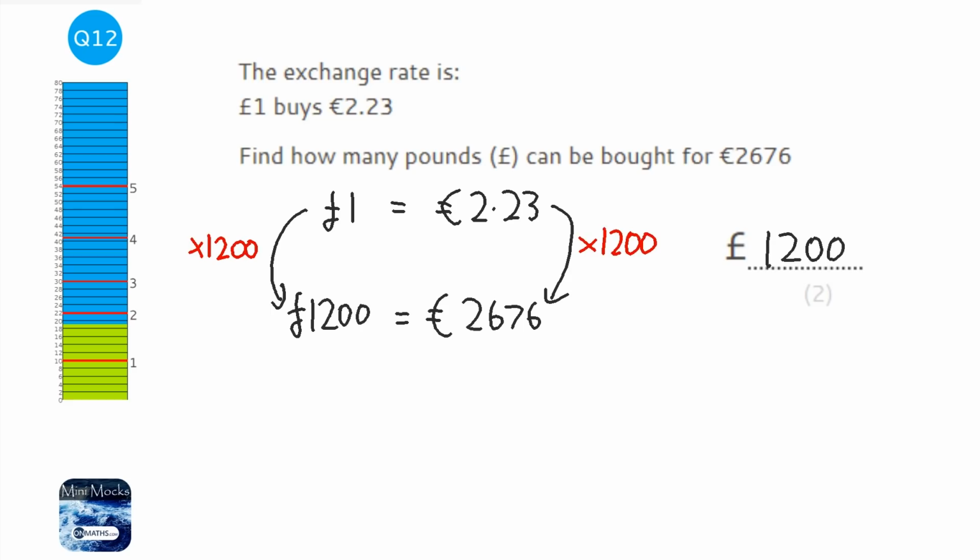Now there's different ways of doing it, different ways of thinking about it. What you can think about is to get from pounds to euros, we times by 2.23. So therefore, to go the other way, we're going to divide by 2.23. And so you just do 2,676 divided by 2.23. There's loads of different other ways of doing it. You can do it with ratios as well.